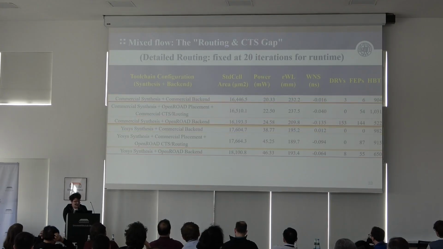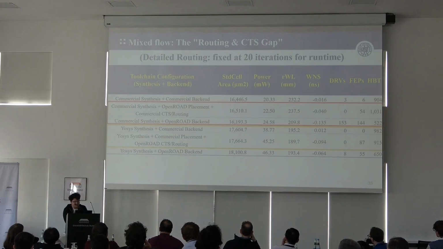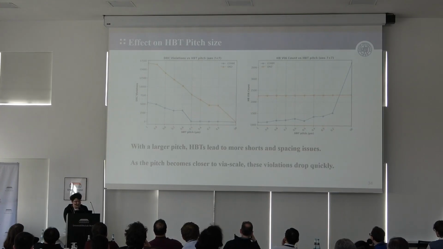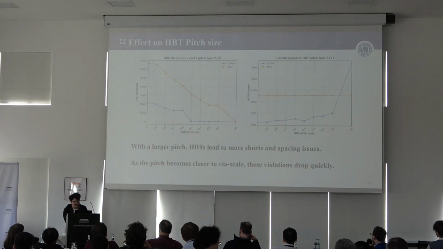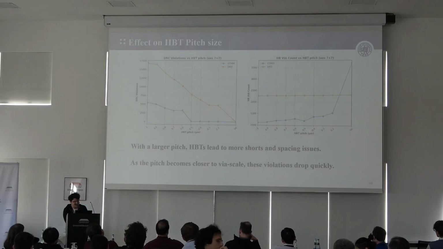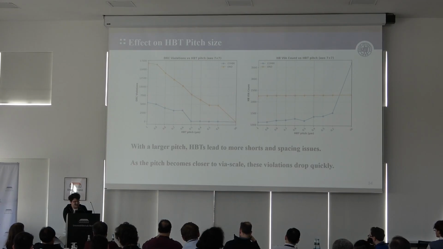And it also shows that the main open source backend gap is in CTS and routing, especially in physical convergence and design rule closure. We also study HBT pinch sensitivity. Larger pinch makes HBTs behave like larger routing obstacles and causes more routing violations, while via scale pinch greatly improves routability and design rule closure.